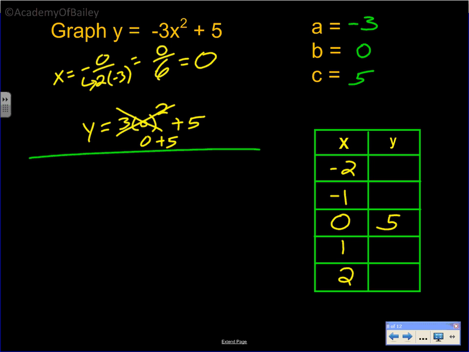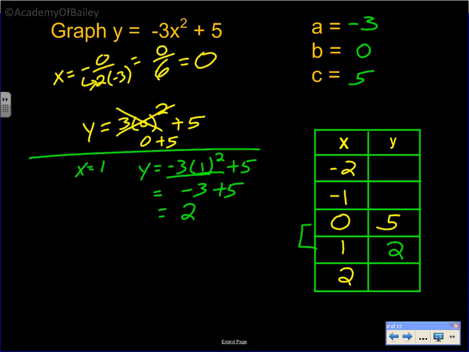Okay, I'm going to let x equal 1 first. So then y is equal to negative 3 times 1 squared plus 5. 1 squared is 1, times negative 3 is negative 3, plus 5. And negative 3 plus 5 will give you a 2. So when x is equal to 1, y is equal to 2. Since that is 1 away, negative 1 is also 1 away, so we'll have a value of 2 also.